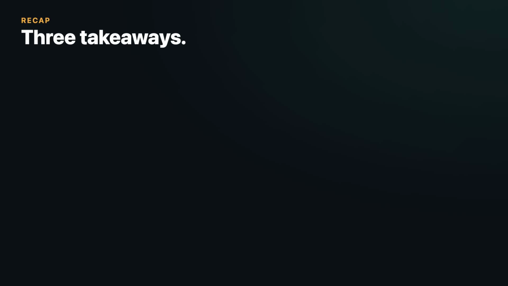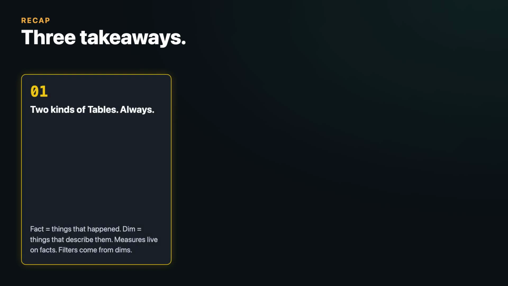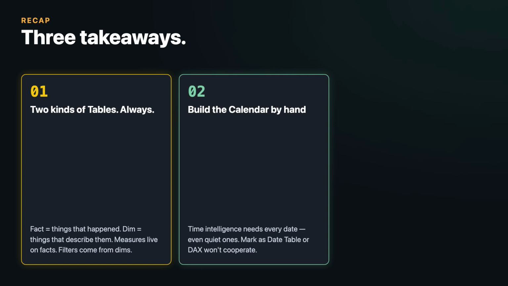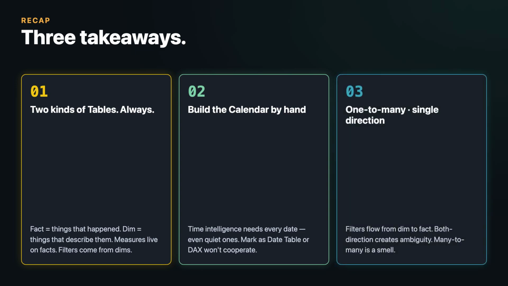To recap, 3 takeaways. 2 kinds of tables: fact for things that happened, and dimensions for things that describe them. Build the calendar by hand and mark it as the date table. Otherwise, Time Intelligence won't cooperate. 1 to many cardinality, single filter direction. Filters flow from dim to fact, always.